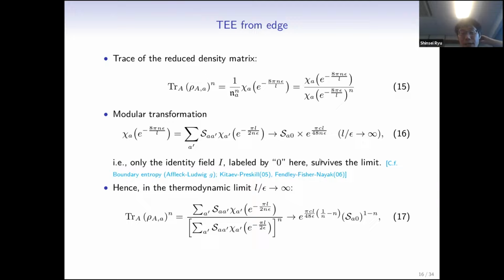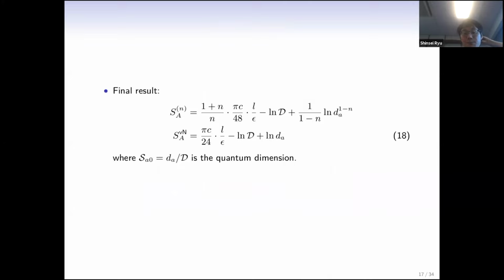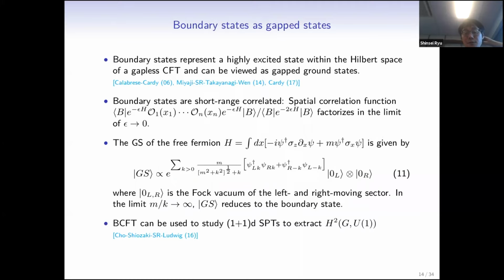So knowing this result, we know the trace of the nth moment of the reduced density matrix. And then once again, the modular S matrix appears here. And then that basically gives us entanglement entropy and the entanglement Renyi entropy. And once again here, I included a particular Wilson loop of type A threading here.